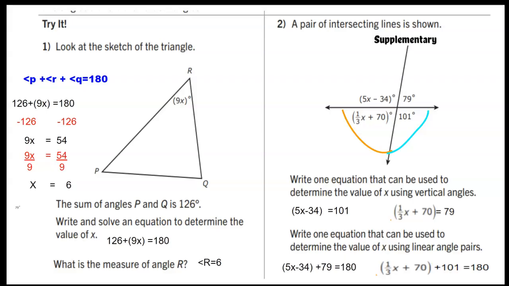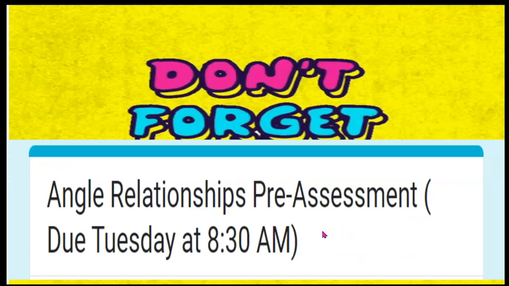Don't forget that after this video, you're responsible for doing the angle relationships pre-assessment. This pre-assessment should be done by Tuesday morning at 8:30. You need to have this assessment done before coming to class. If not, you'll have additional work to do over this week, which means you're going to have more homework. So get this pre-assessment knocked out before you enter class.